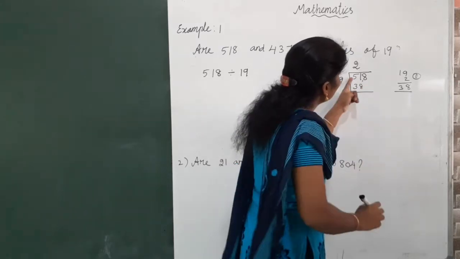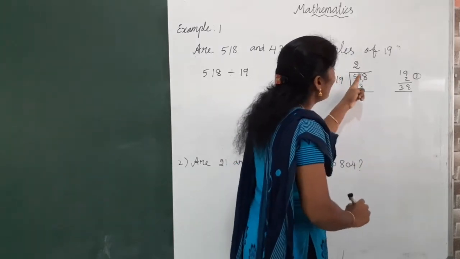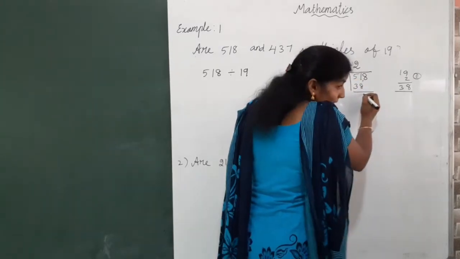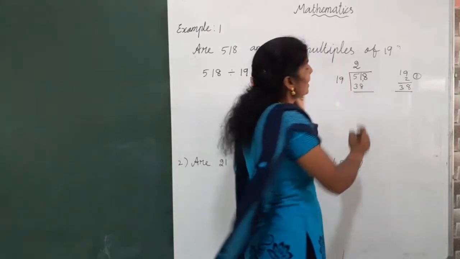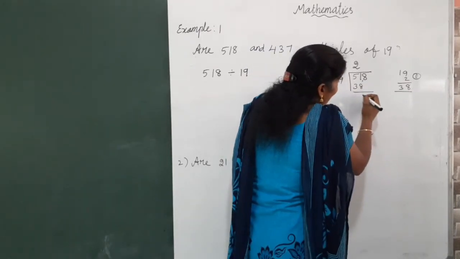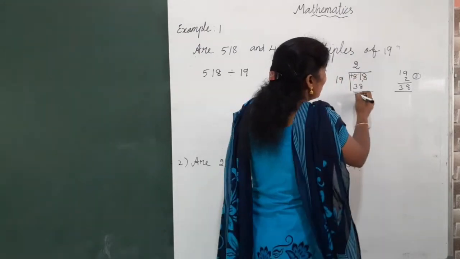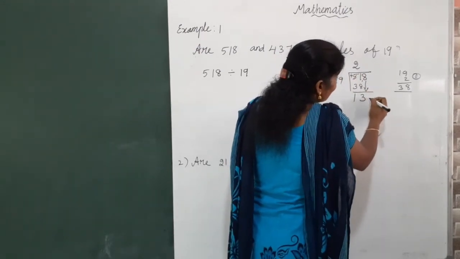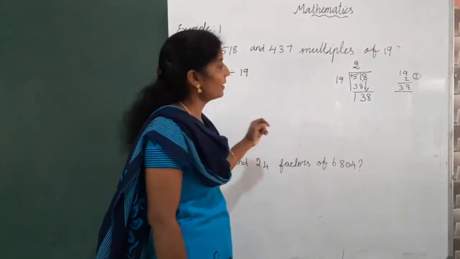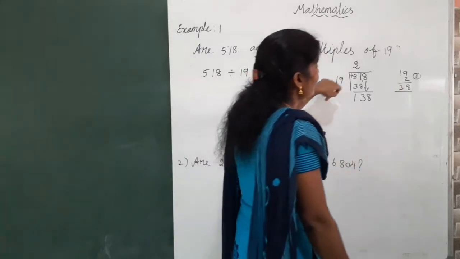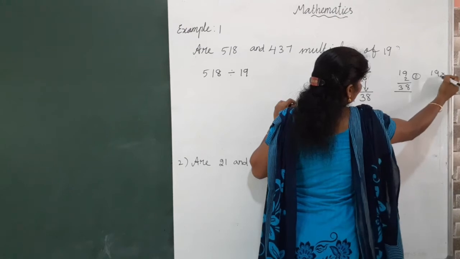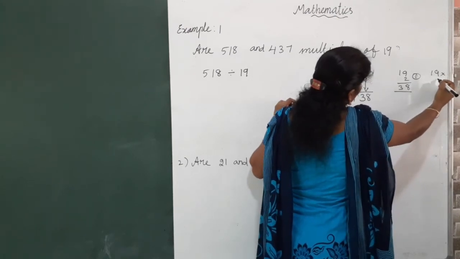Now here take borrow. 11 minus 8 is 3. Now here 4, 4 minus 3 is 1. Now we can write 18 down. Okay. Now 8, 19. Then how many times? 19 into 6, 7 times.